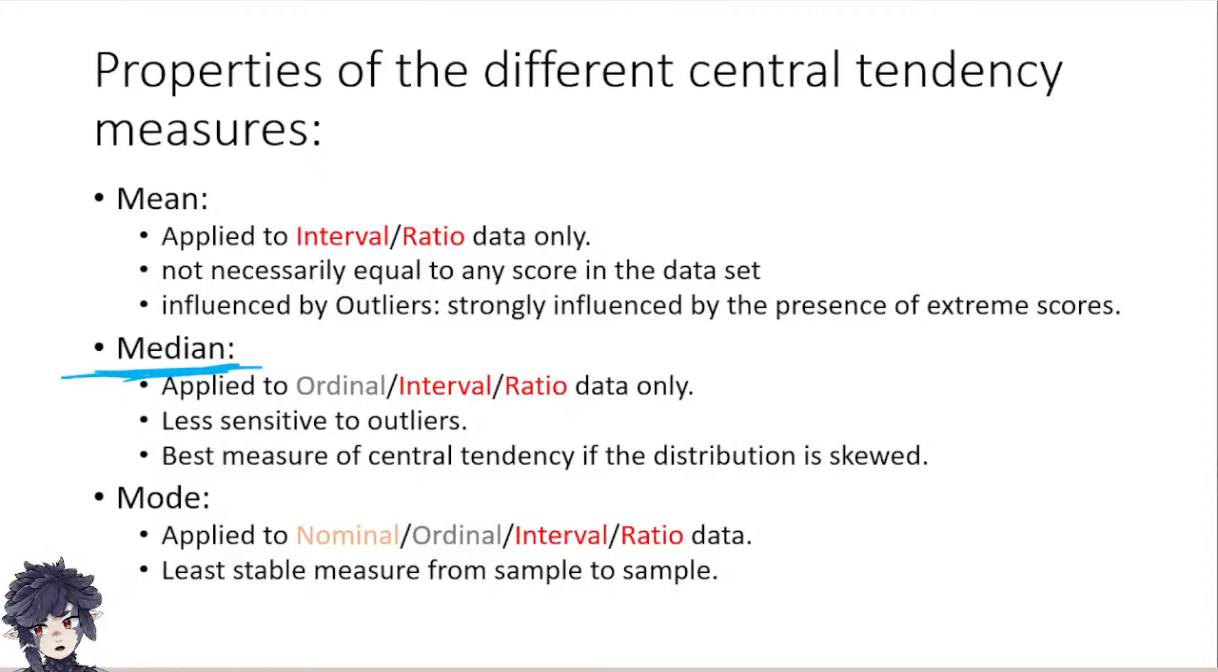Typically, the mode is really only used for nominal data, even though you can use it for most, because it varies a lot. It doesn't stay the same. The median and the mean stay fairly the same. The mean is the most consistent across different samples.